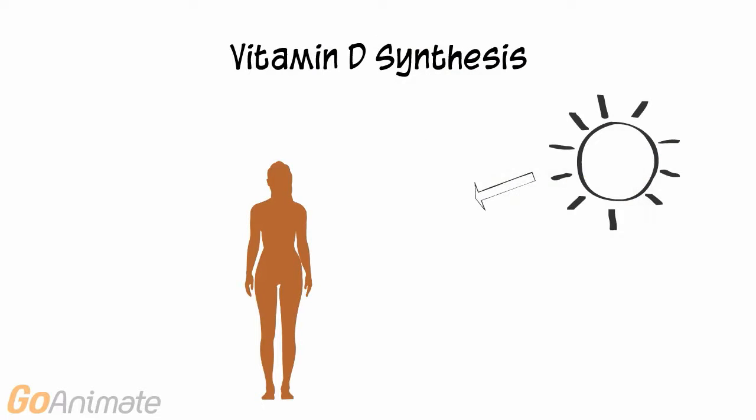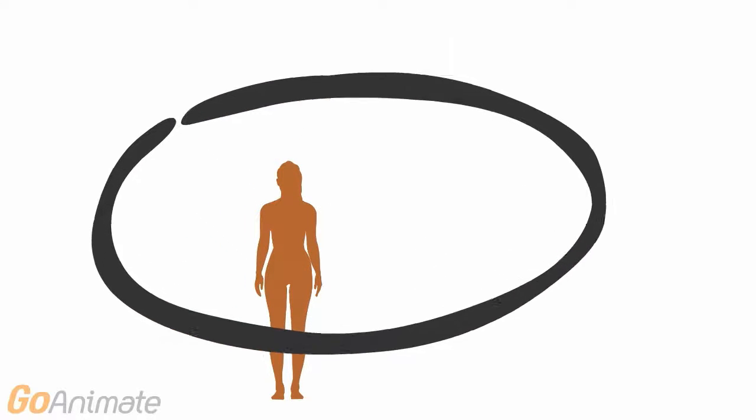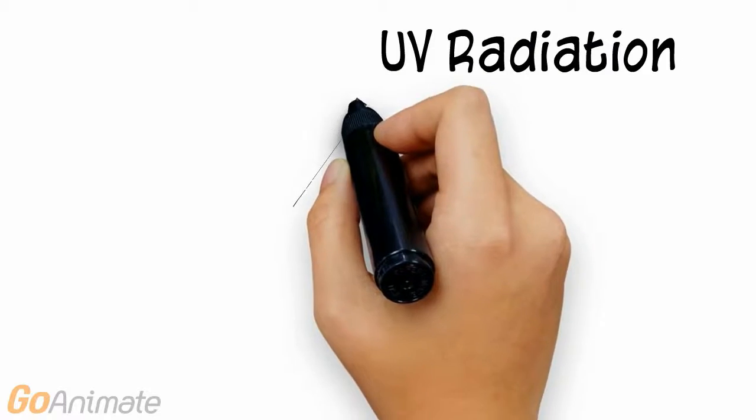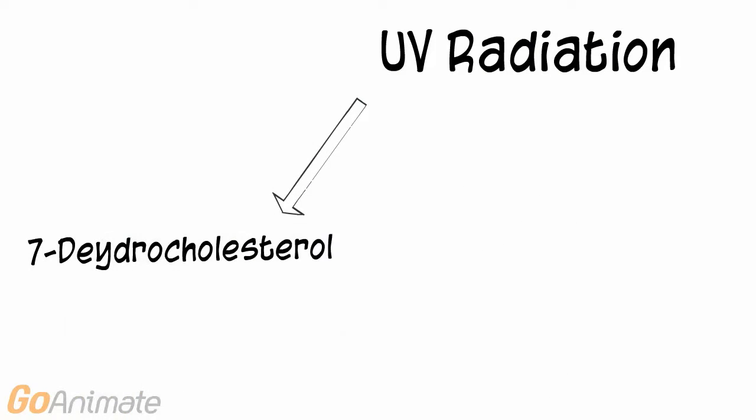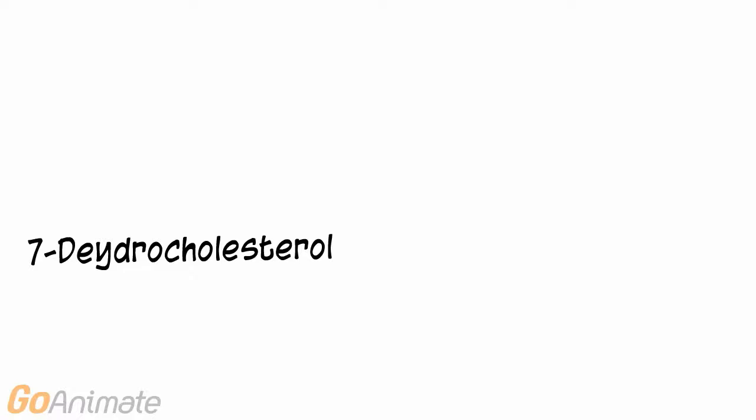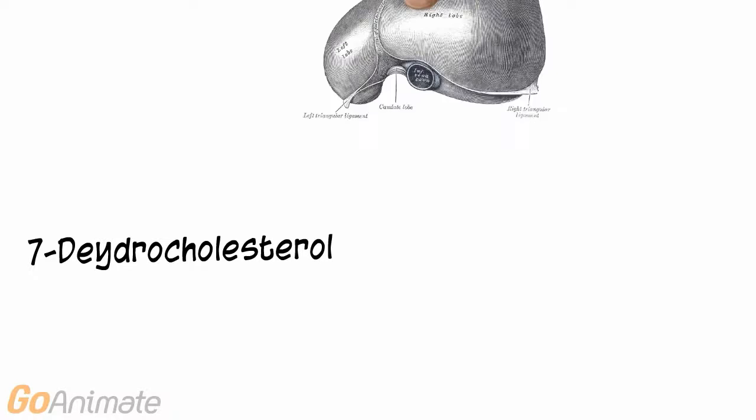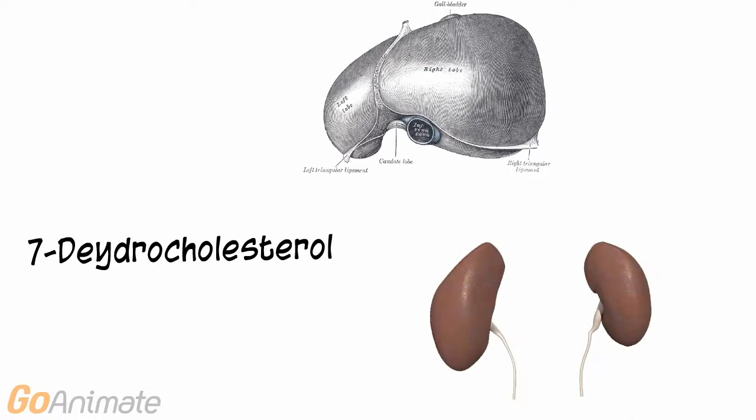The skin also helps to synthesize vitamin D. Vitamin D, or cholecalciferol, is synthesized when a precursor molecule, known as 7-dehydrocholesterol, absorbs ultraviolet radiation. This molecule then travels to the liver and kidney where it is converted to the active form of vitamin D, which is 1,25-hydroxycholecalciferol. Vitamin D is an important substance in the body.